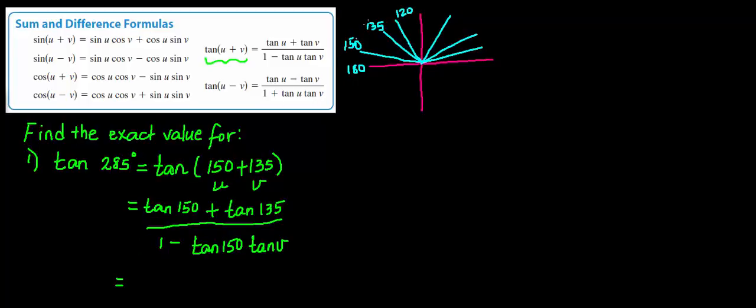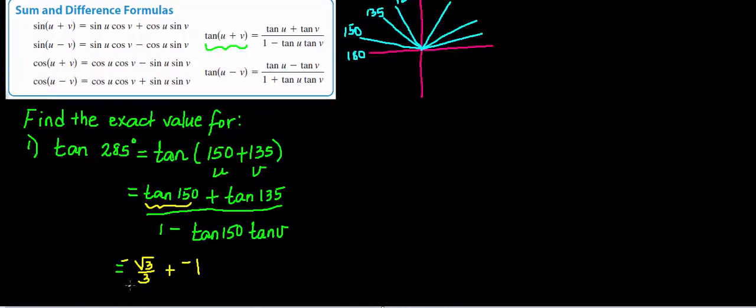So my next step is to simplify all of these values so that I write the exact values. Tangent of 150, here's 150. The tangent of 150 in quadrant 2 is square root of 3 over 3. And make sure to apply the proper sign. The tangent in the second quadrant is negative. So this is negative square root of 3 over 3. And I have a plus. Tangent of 135, here's 135. The tangent of 135 is 1, but since it's in the second quadrant, it's going to be negative 1.